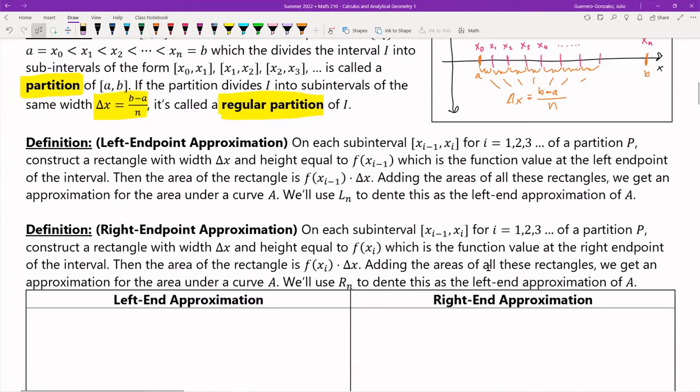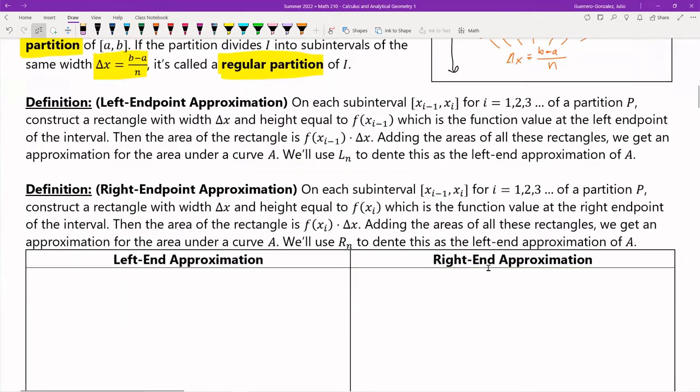The next two definitions sound complicated, but they're really not. Like I said, I like pictures. The pictures make the explanation much more clear, okay? So the first one that I'm going to do is that of a left endpoint approximation, okay? So let me read it out first. I'm going to read the other one out too, the right endpoint approximation, okay?